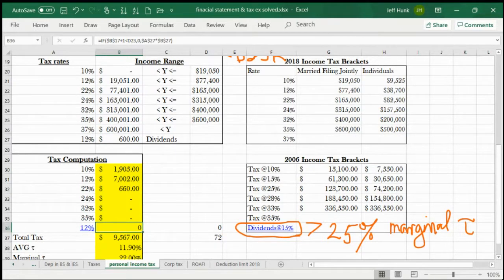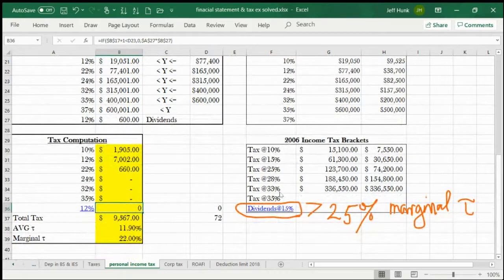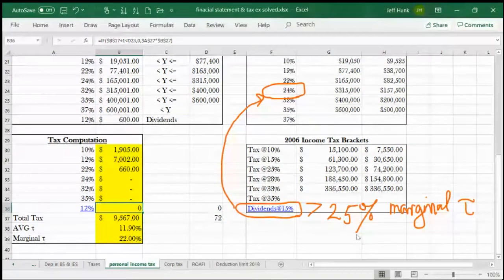So there's no more 25% bracket, and also the rate that you pay if you're above 25% changed. Roughly, I would say now it's a 24% bracket that has replaced this 25% bracket. So if you're above the 24% marginal tax bracket, then you pay 12%, not 15%.